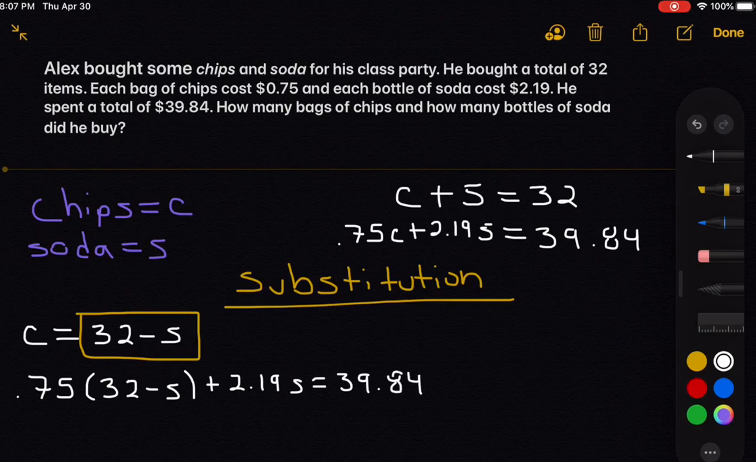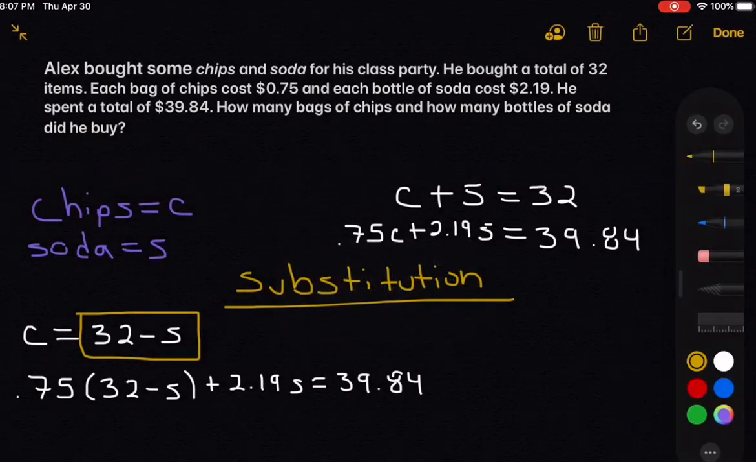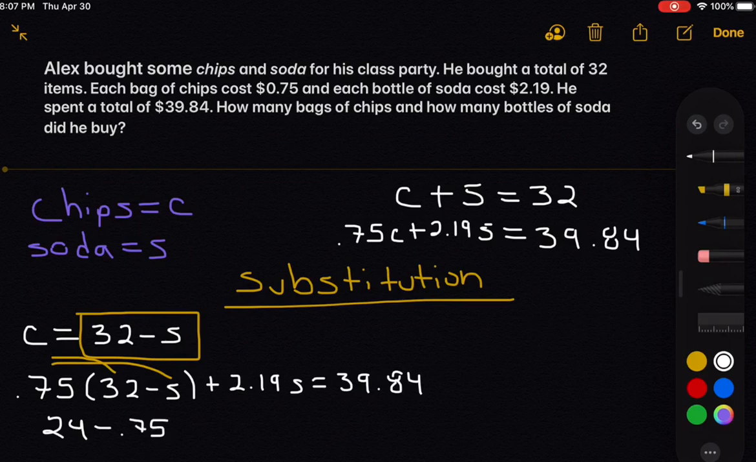Now we're going to have to simplify the equation by distributing first. We're going to distribute the 0.75 to the 32 and to the S. So 0.75 times 32 is equal to 24, and 0.75 times negative S is equal to negative 0.75S. Okay, and then we're just going to bring down the rest of the equation.